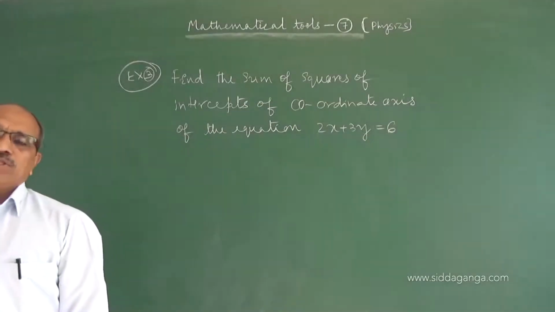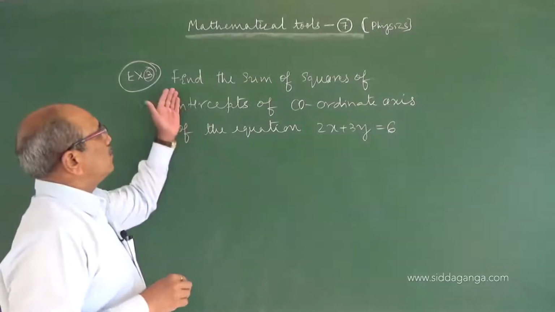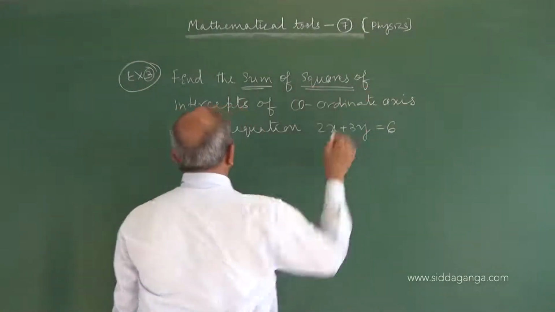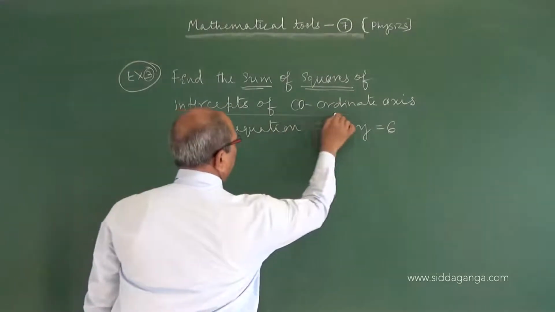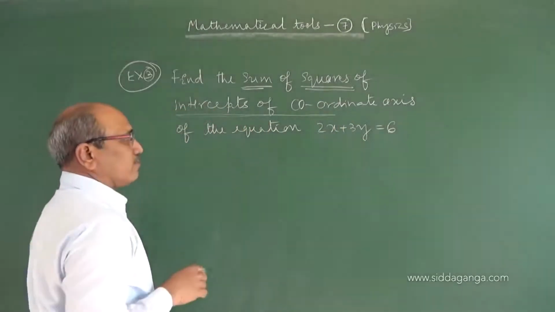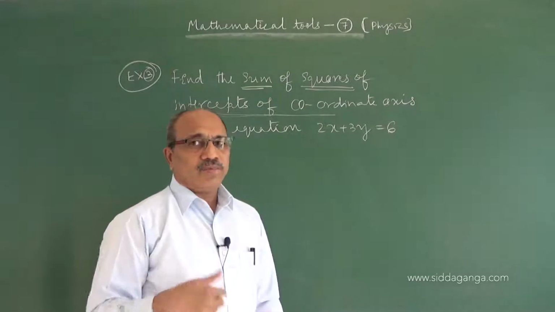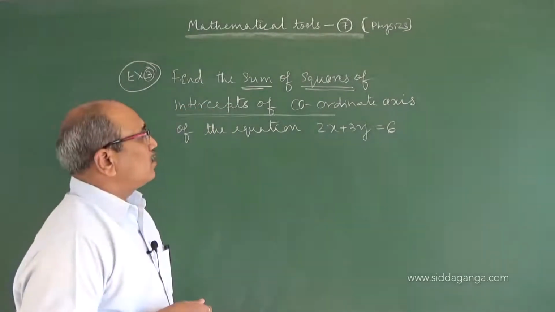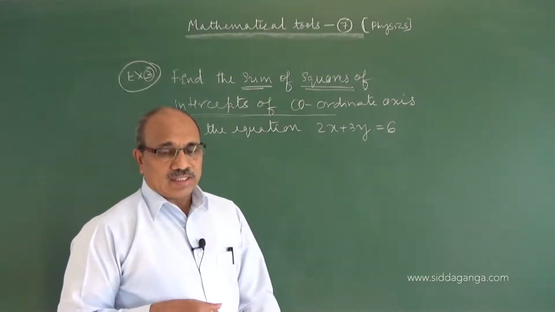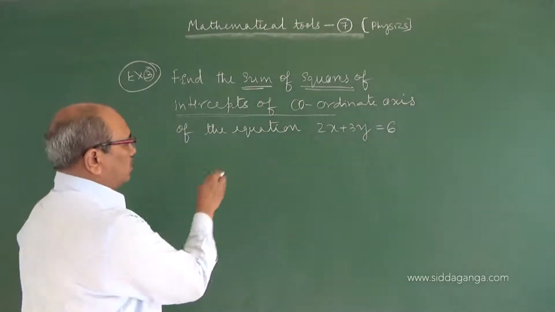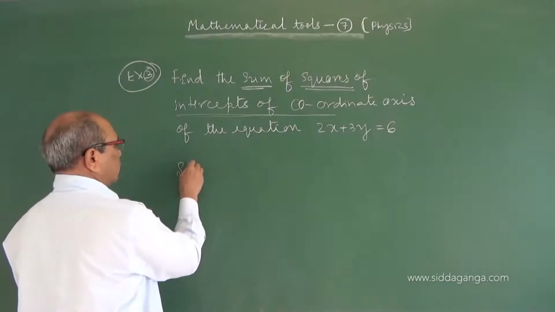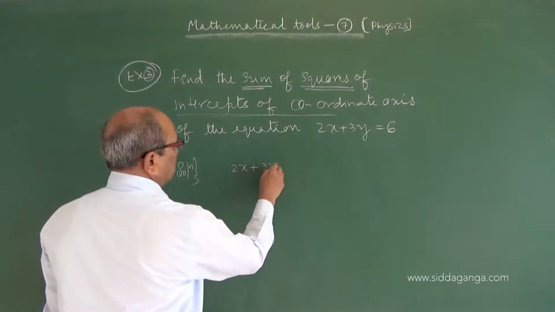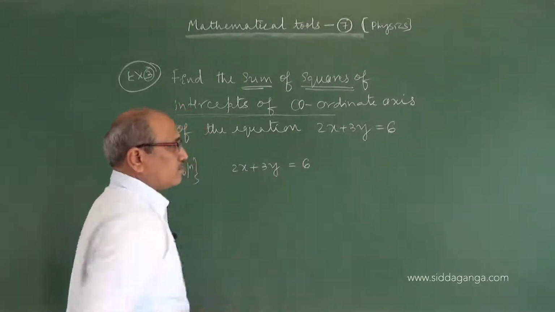So this is the question asked: find the sum, the addition, of squares of the intercepts of the coordinate axes. That means we took a and b as constants in the previous relation shown. The square of them, what the answer is. On seeing this equation, coming to the solution here, you are given 2x plus 3y equal to 6.